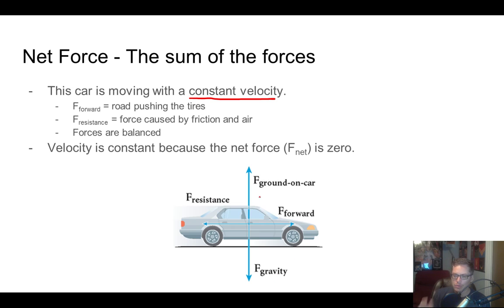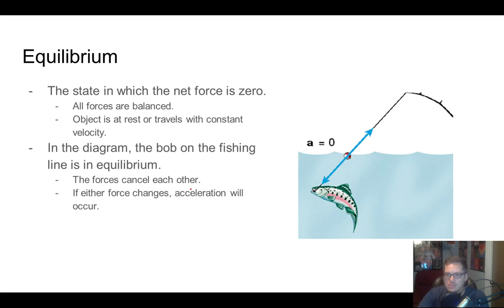So we've kind of got both going on here, all right? But because we're moving at a constant velocity, that means all of these forces have to equal 0. So this is an important idea here. Velocity is constant because the net force is 0. So if you ever run into a case where your velocity is constant, then you're looking for your net force being equal to 0.